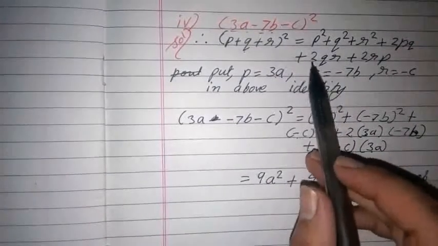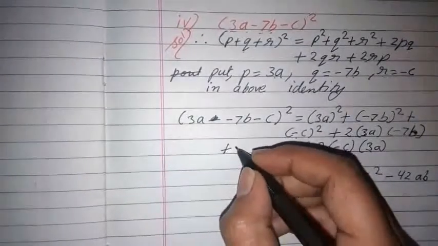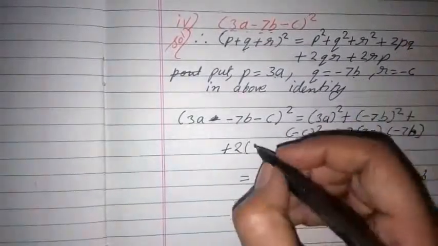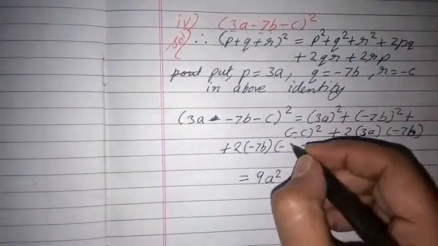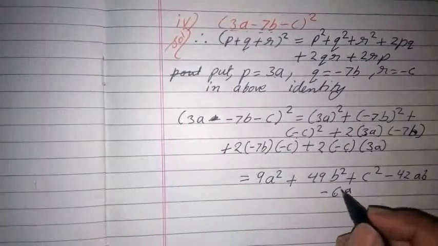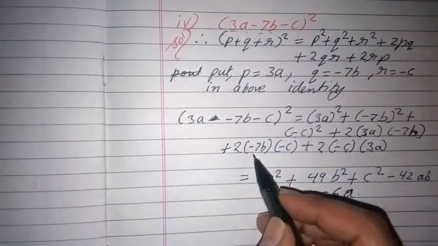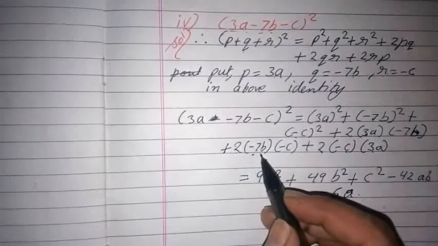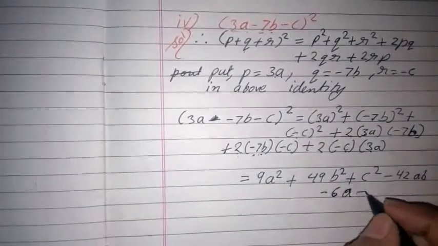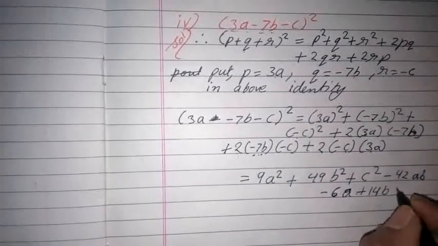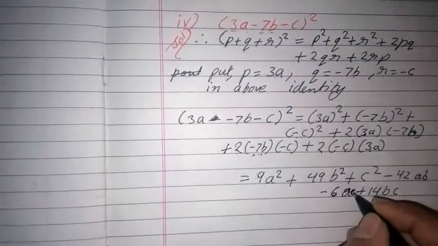Sorry, here I missed the term 2qr. So we will write here 2 into the value of q, which is minus 7b, and the value of r, which is minus c. We can write this after the minus 6ac. So 2 into minus 7b is minus 14b, and minus 14b into minus c is plus 14bc. This is minus 6ac.